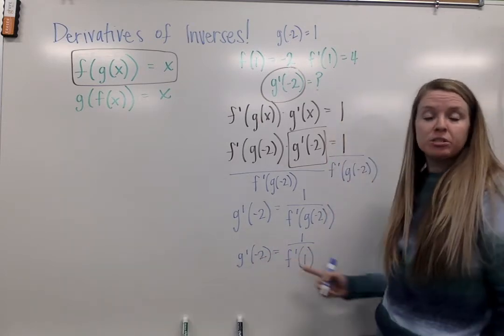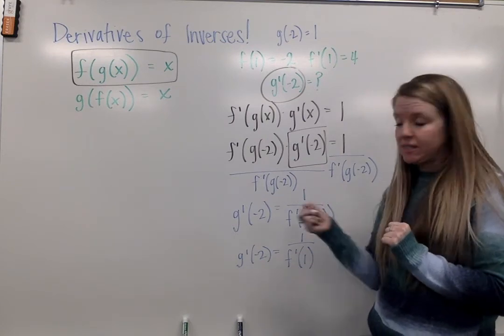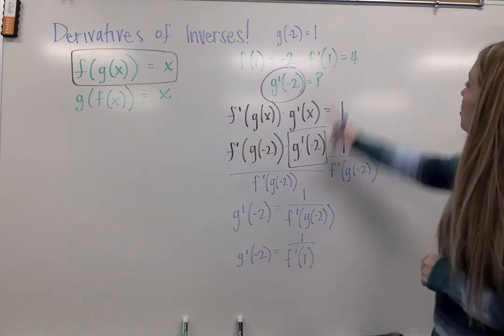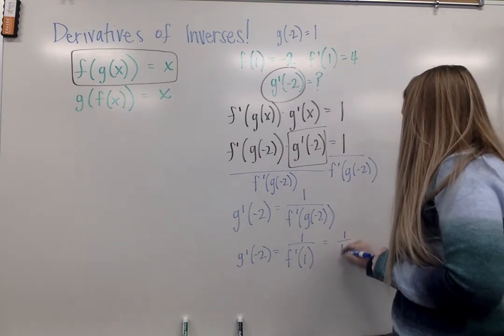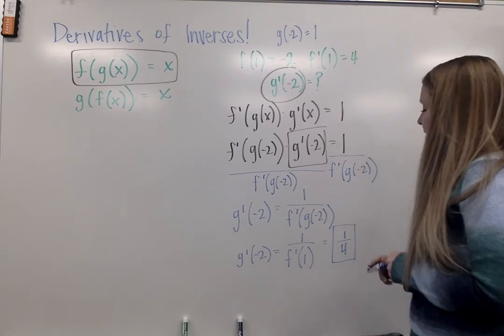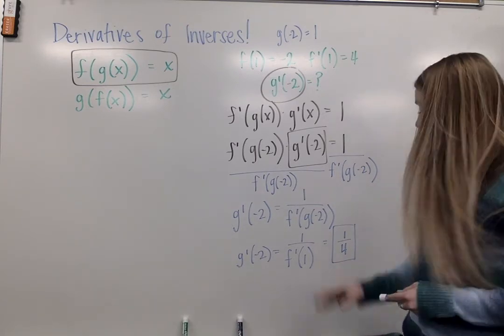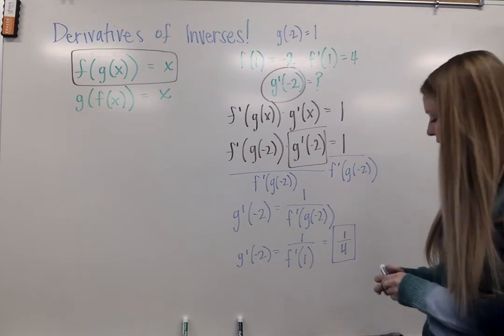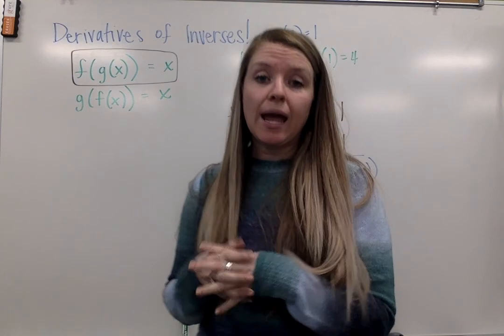This relationship is going to hold true anytime and all the time. So that's kind of a cool fact to see. And here, we know that f prime of 1 equals 4. So g prime at negative 2 is 1/4. It's just a cool relationship to kind of see how that works together. So we're going to keep that and we're going to go forward and practice it.